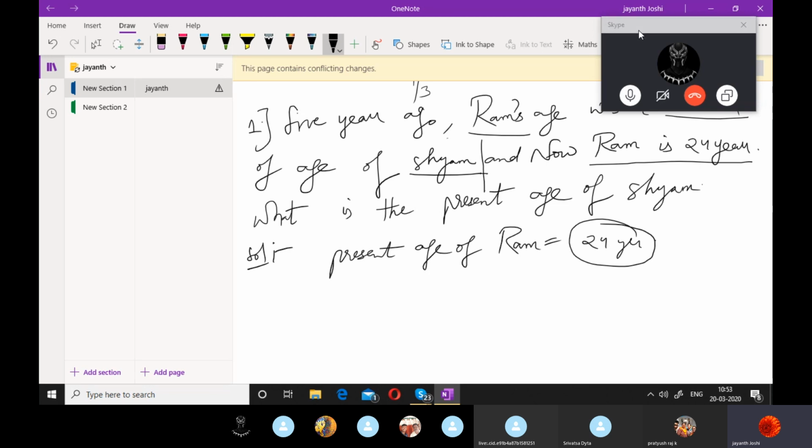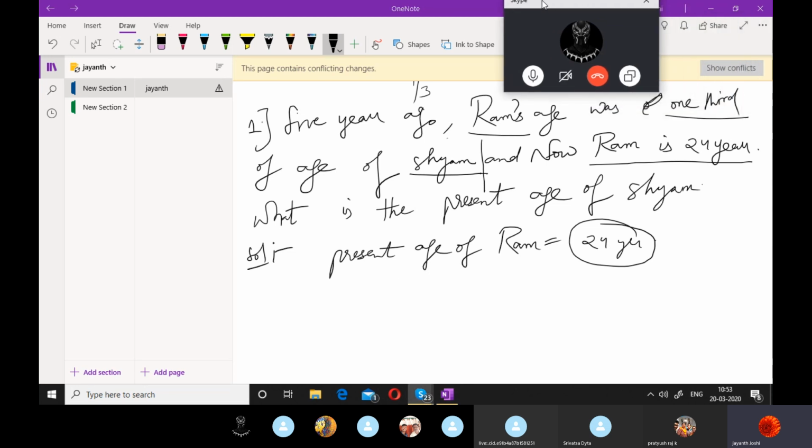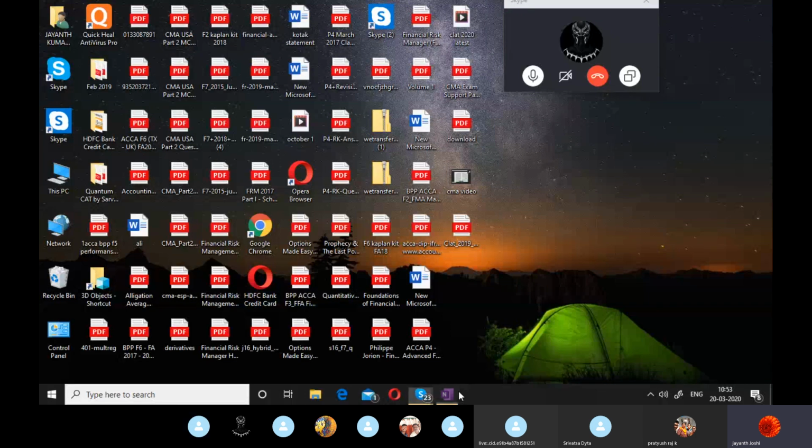But what is the question? He is saying 5 years ago Ram's age was 1/3 of the age of Shyam. So we know the present age. Let us go 5 years back. Why are we going 5 years back? Because if we go 5 years back, we can easily find out Shyam's age. How? I am showing you. Age of Ram 5 years ago: 24 minus 5. So 24 minus 5 is how much? 19 years. Okay.